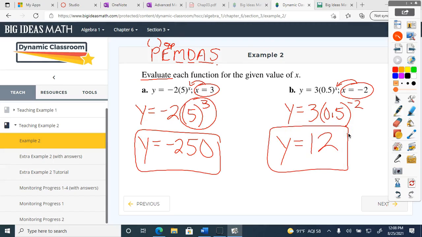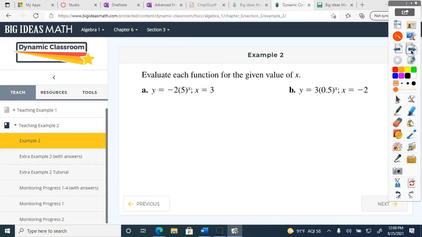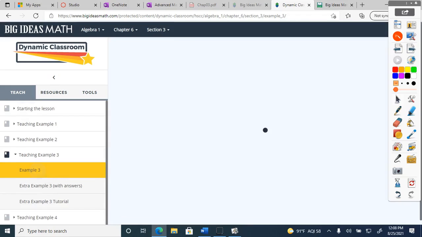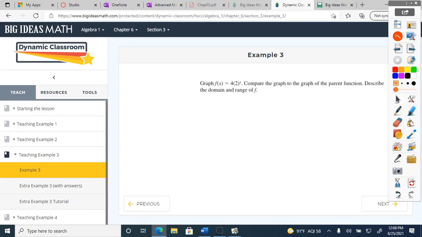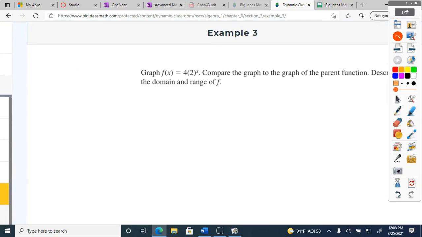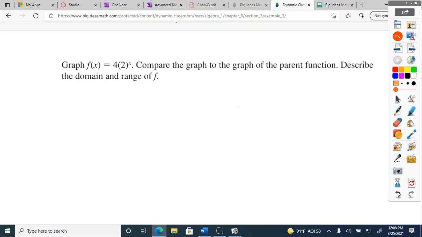Any questions so far? Pretty easy. I hope it is. Let's move on. Example 3. Here we go. I can't make it bigger.